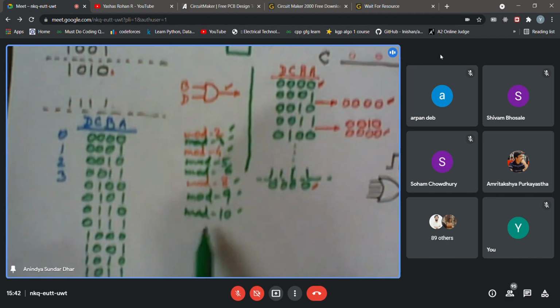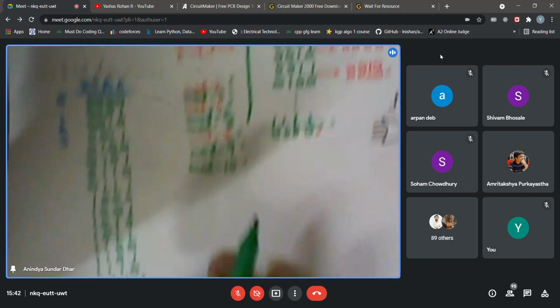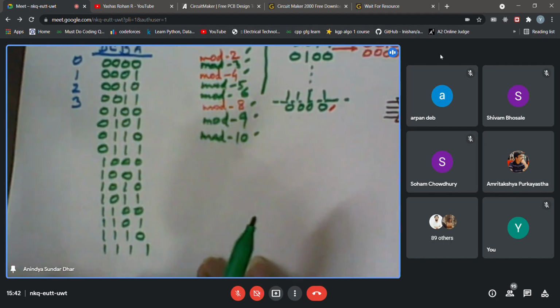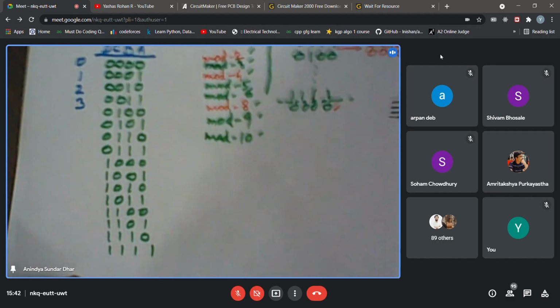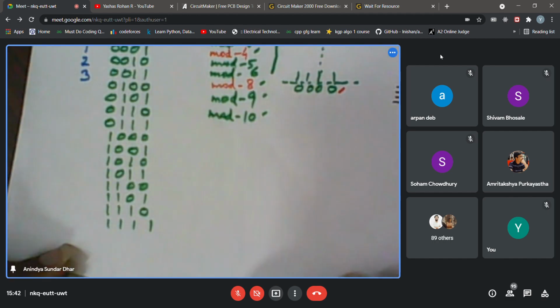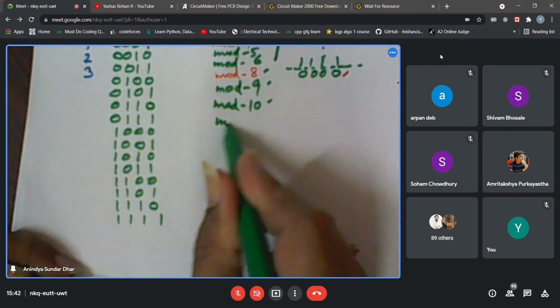Okay, 8, 9, 10. Now suppose you require, for some other reason, modulo 11, 12, some such counter, not just for counting purpose, maybe for some other reason. Looking at that, can you tell me what are the other modulus that you can realize? Modulo 11, is it possible? No, sir.